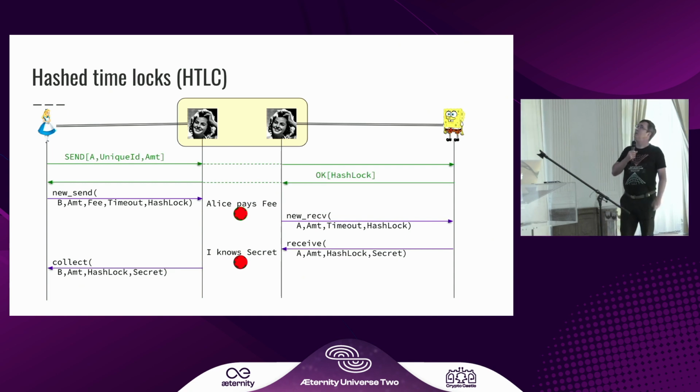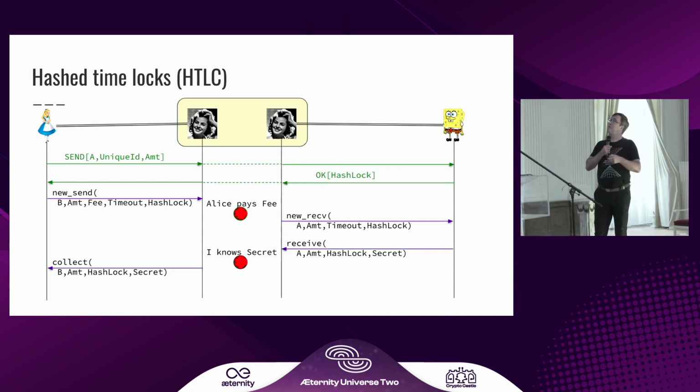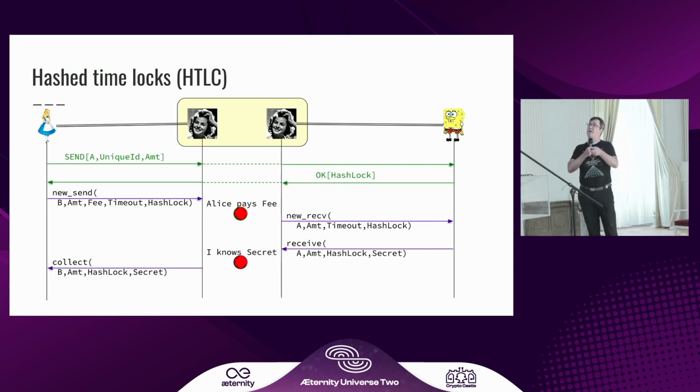So we send a payment request to Bob, and we provide a unique ID, and Bob takes that and generates a hash lock, which is basically a public and a private pair. So he passes on the hash lock back to Alice.